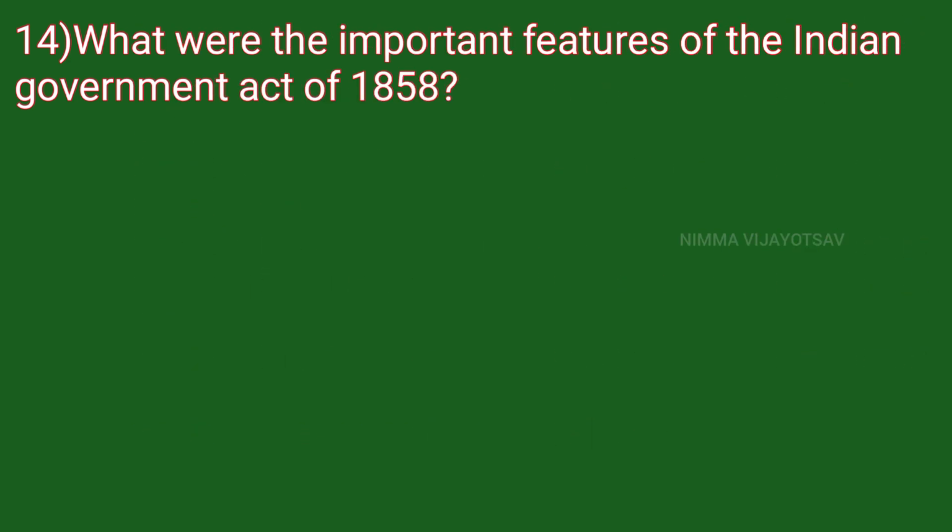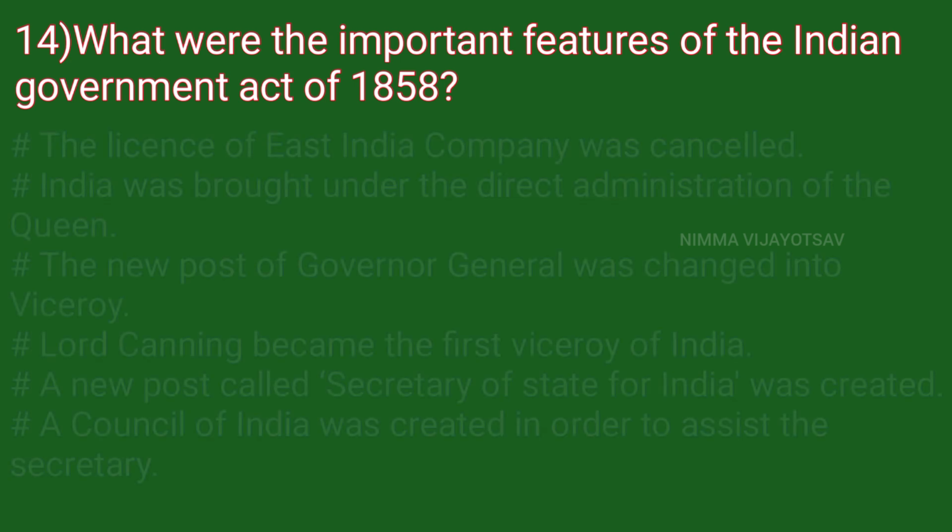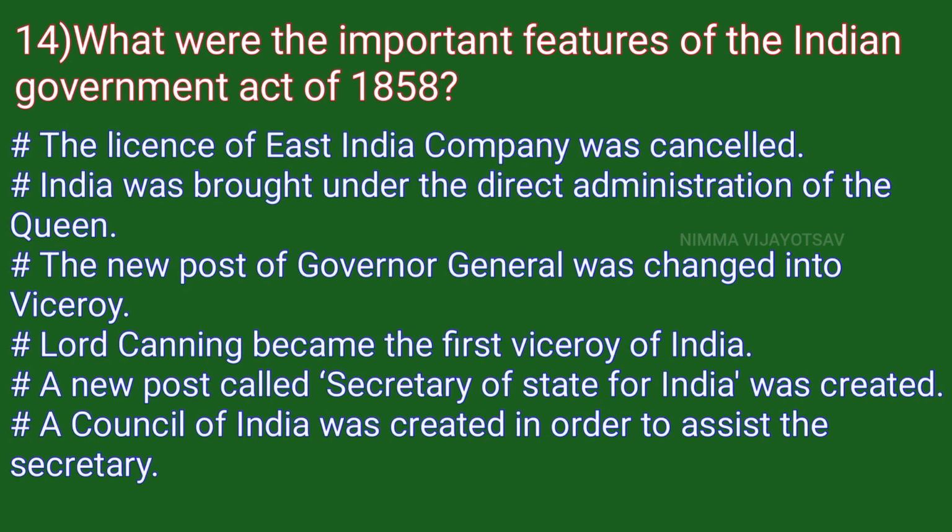What were the important features of the Indian Government Act of 1858? The license of East India Company was cancelled. India was brought under the direct administration of the Queen. The post of Governor General was changed into Viceroy. Lord Canning became the first Viceroy of India. A new post called Secretary of State for India was created. A Council of India was created in order to assist the Secretary.